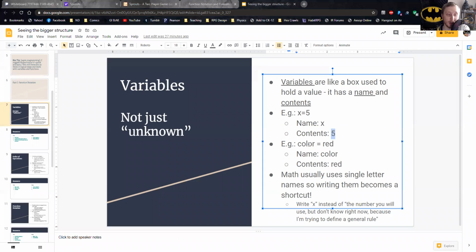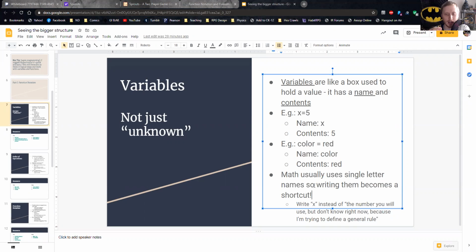I could have a variable called color, and right now it contains red. Red's not a number, but it is a value. It can be anything, okay? The name is color. It contains red. Usually we'll stick with single letter variables in math, okay, so that they become a shortcut, right? Writing out color every time is tedious.